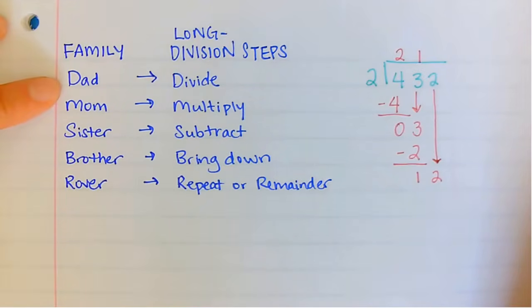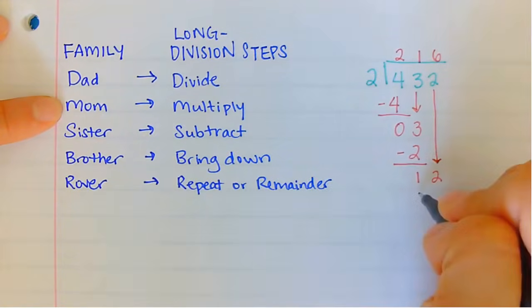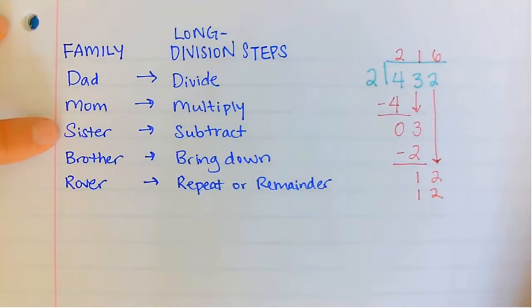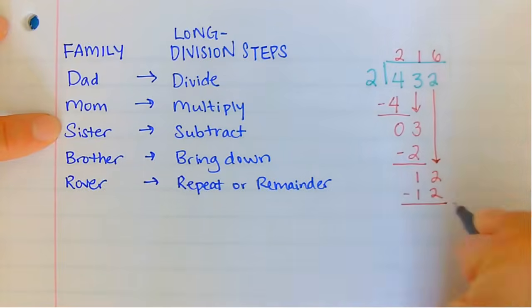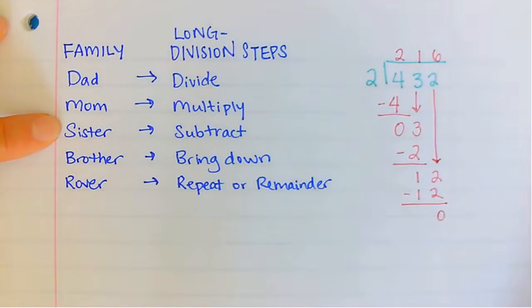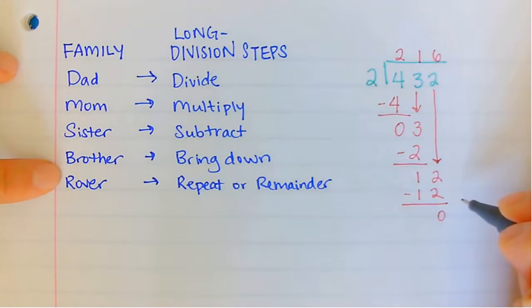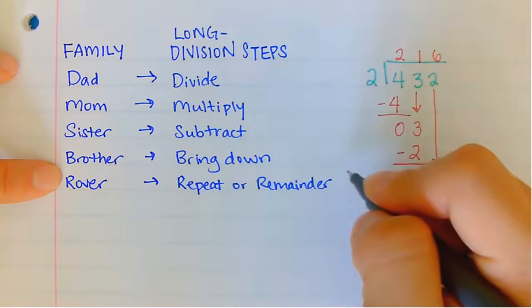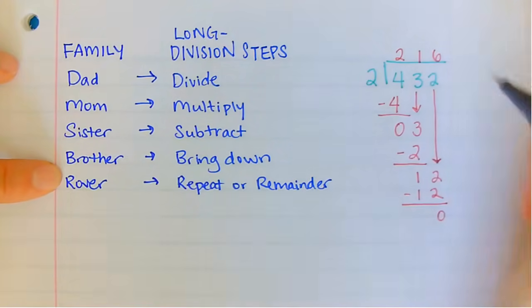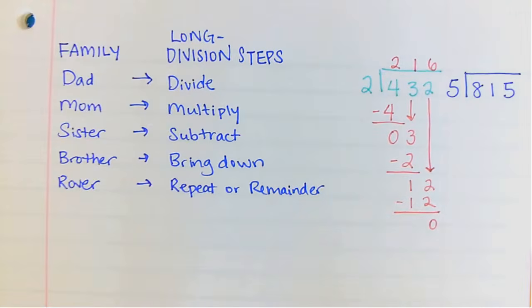Again, dad says divide. 12 divided by 2 is 6. Mom says multiply. 2 times 6 is 12. Sister says subtract. We get 0. Brother says bring down, but we have no other numbers to bring down. And Rover says repeat or remainder. We have a remainder of 0, so we don't have to write that. So our answer is 216.